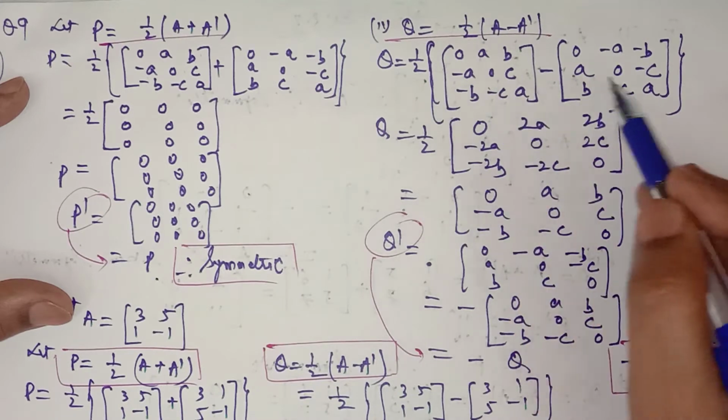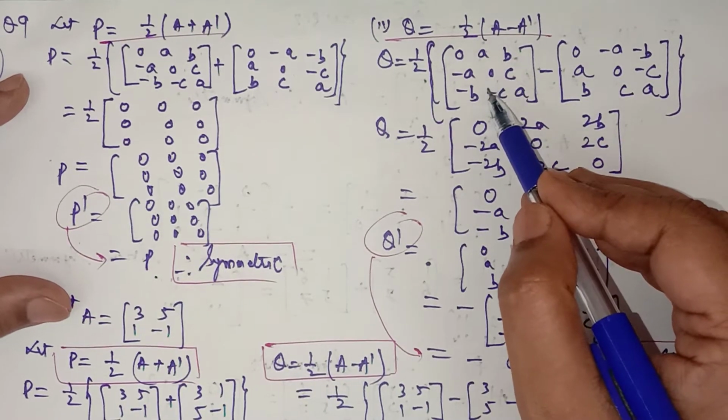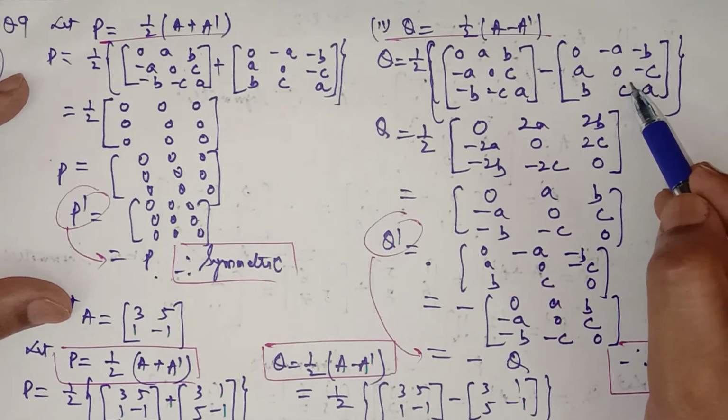Now half of A minus A transpose: the matrix A is given, and the transpose of this A is this.